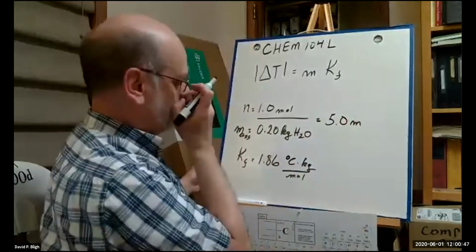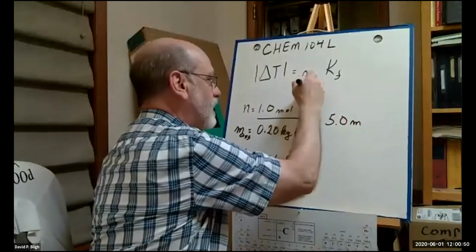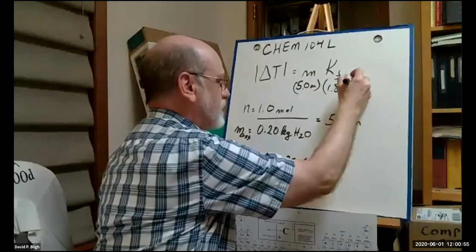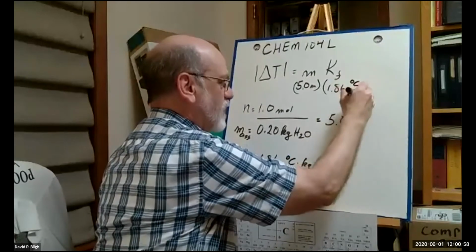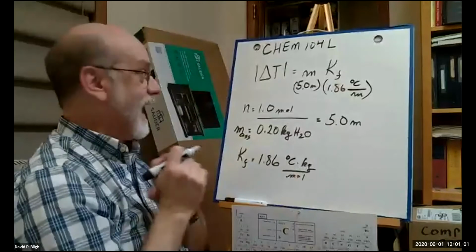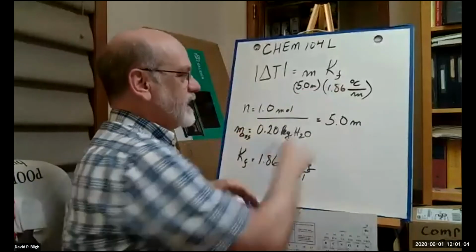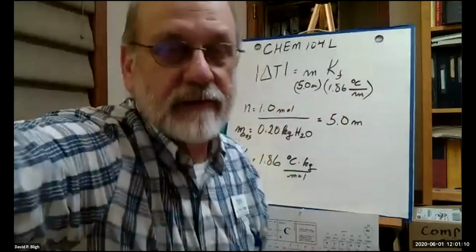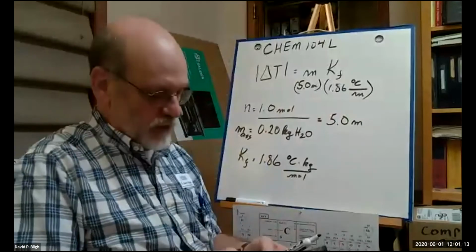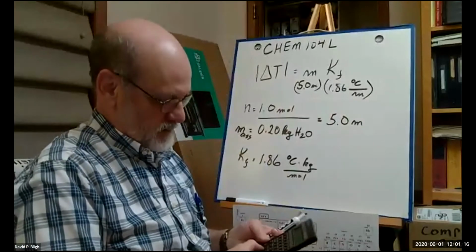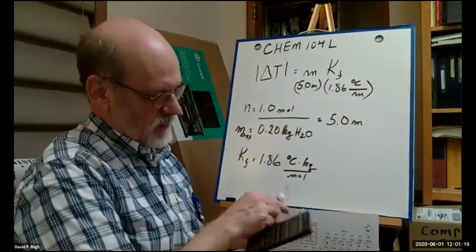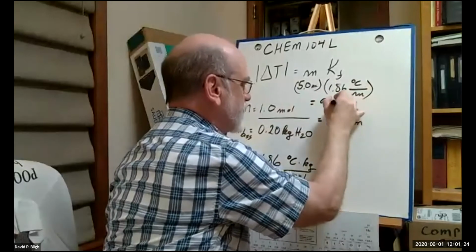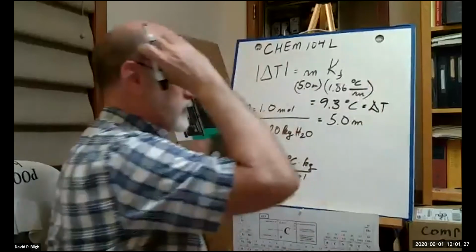Molal. So 5 molal and 1.86 degrees C per molal. So we can cancel the molals. Leaves us with degree C. So 5 times 1.86 is what? I don't want to do that one in my head. 9.3. 9.3 degrees C, and that's equal to the change in temperature.